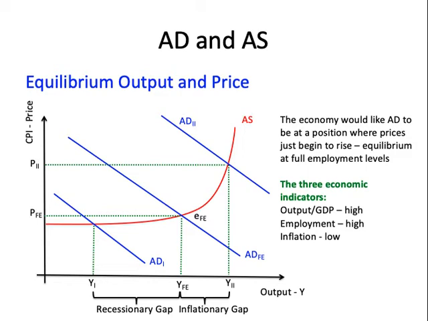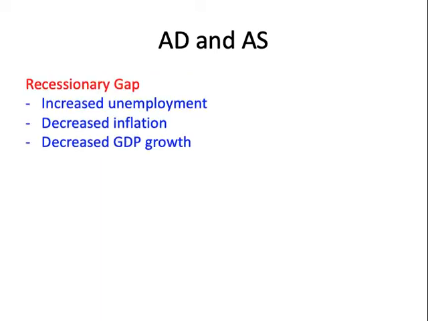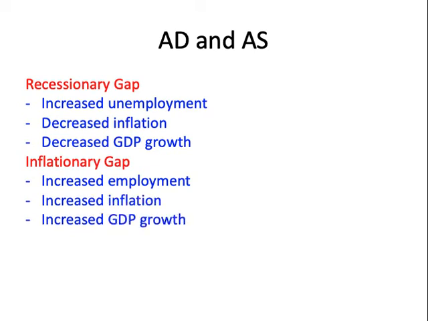So ultimately, we do not want to be in AD2, and we also do not want to be in AD1. We want to get back to aggregate demand at full employment. And so just to review, a recessionary gap situation has increased unemployment, decreased inflation, and decreased GDP growth, while an inflationary gap situation has increased employment, increased inflation, and increased GDP growth. And so you can do that homework later.